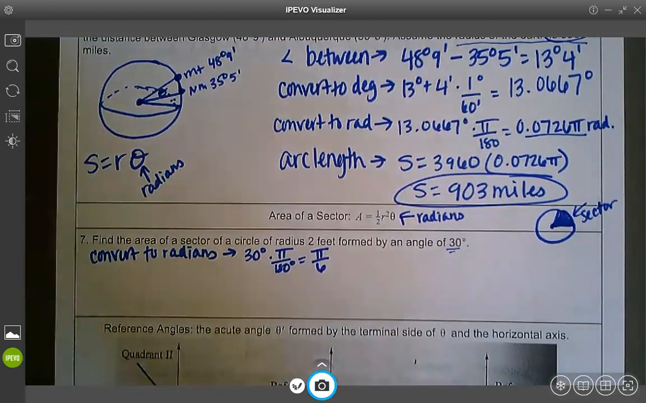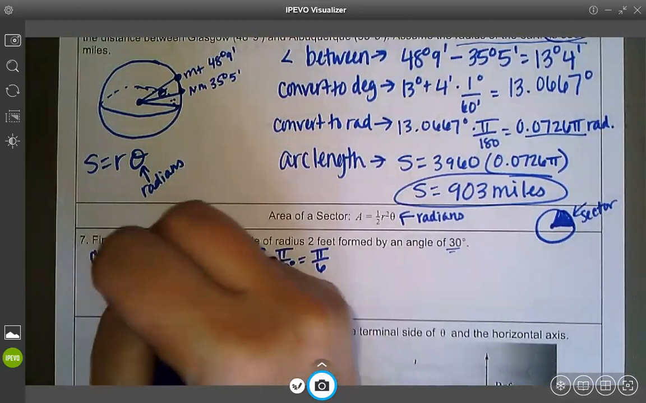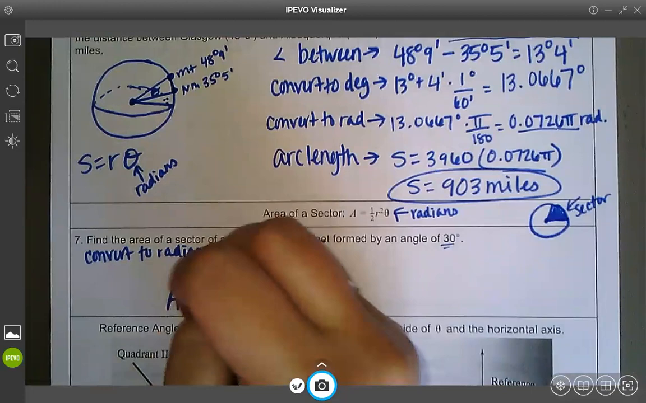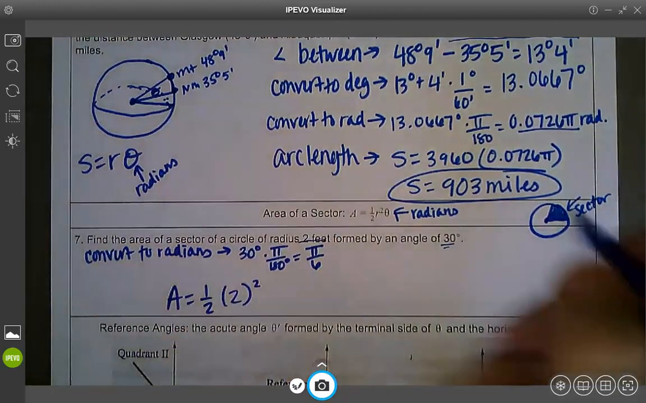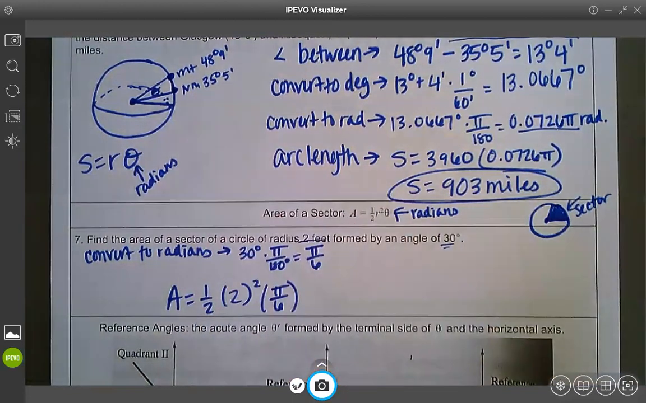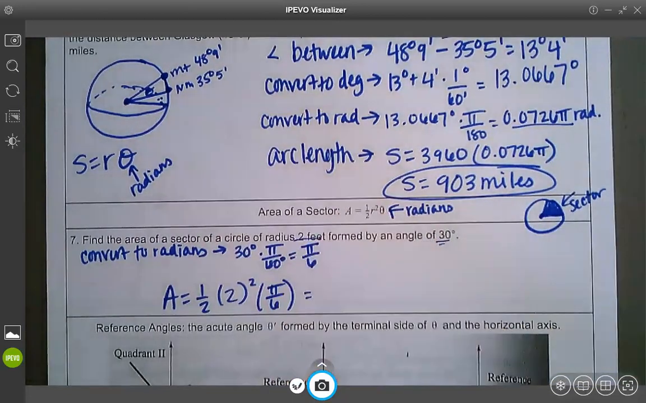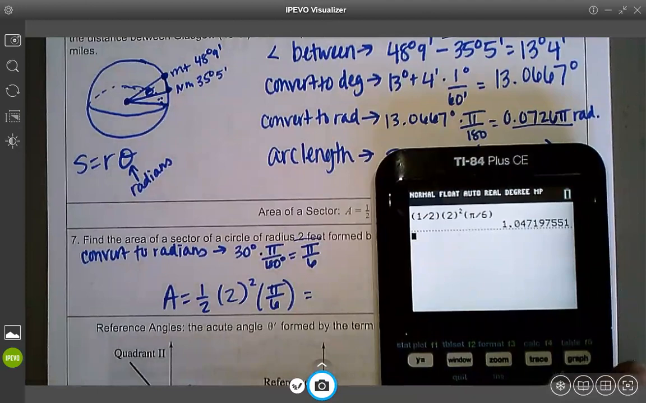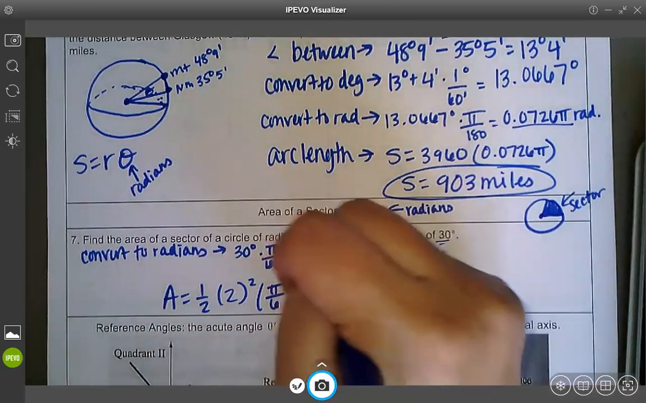Then I'm plugging it into my formula for area of a sector. I have 1/2 my radius, which was 2 feet, squared, times my angle measure, which is pi over 6. And you can just plug that straight into your calculator: 1/2 times 2 squared times pi over 6, which is roughly 1.05. And this is feet squared because we're talking area.